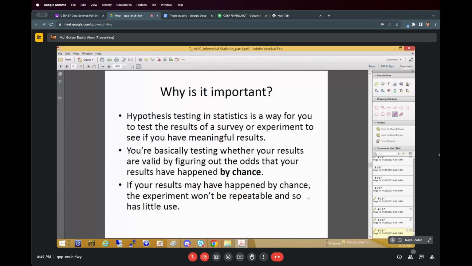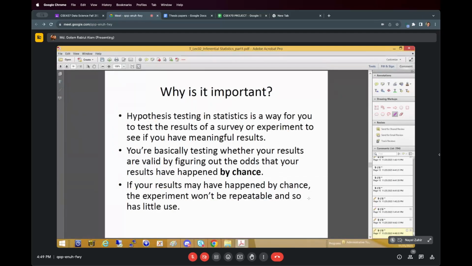Why is it important? Because sometimes we may get the results by chance. If we test the hypothesis, then we can be sure whether the result is just by chance or the data actually has this meaning, or you can say the data has this insight. So that's why we have to test the hypothesis, whether the data has any meaningful results or we just got that result by chance.